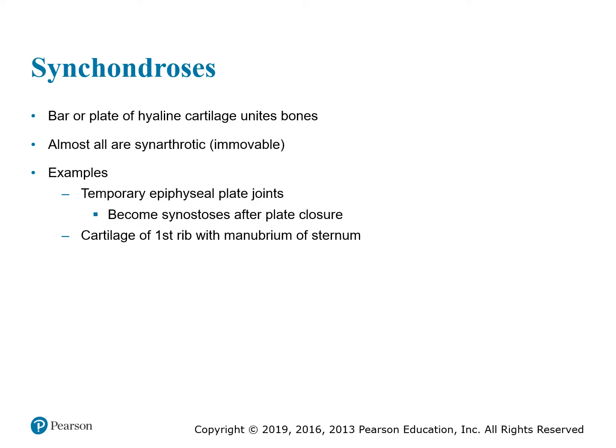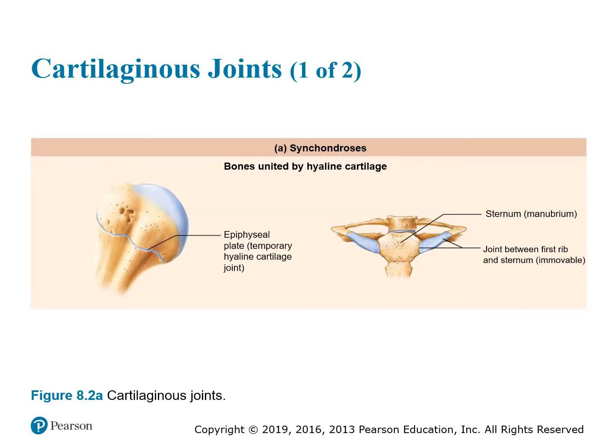Examples of a synchondrosis would be the temporary epiphyseal plates, which act as joints, and they become synostosis after the plate closes. The cartilage of the first rib with the manubrium of the sternum is another example. Here we have pictures of our two examples, the epiphyseal plate, which is temporary, and the joint between the first rib and the sternum, which is also immovable.